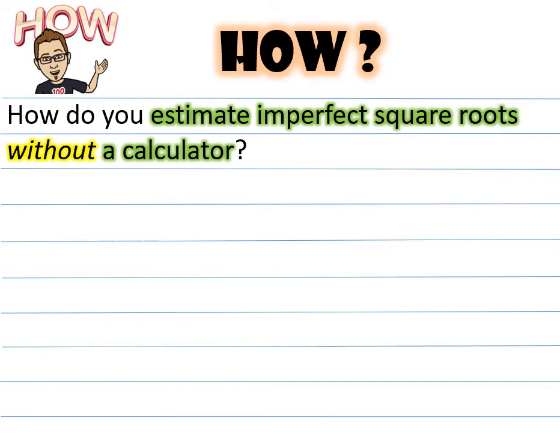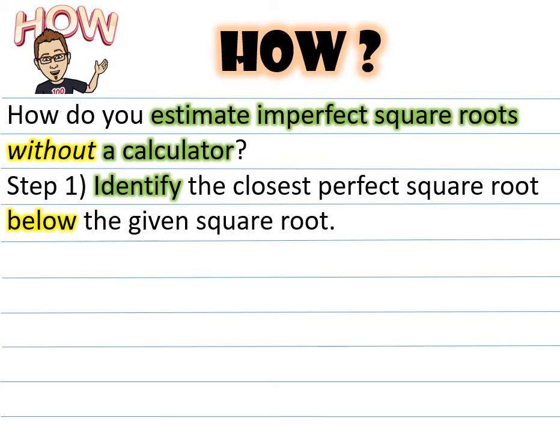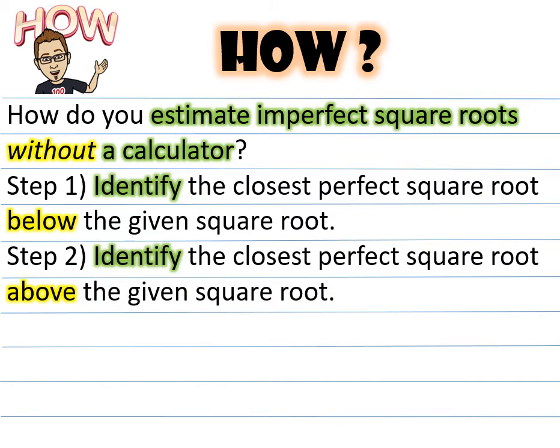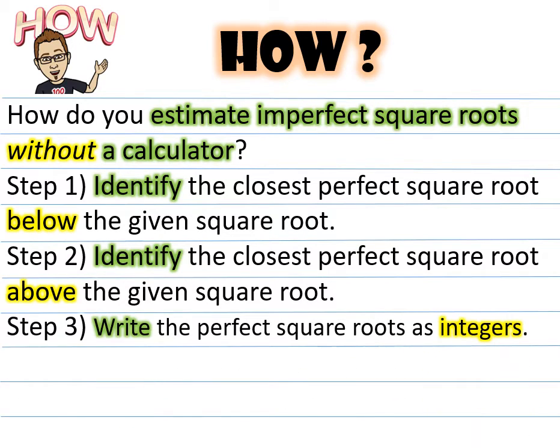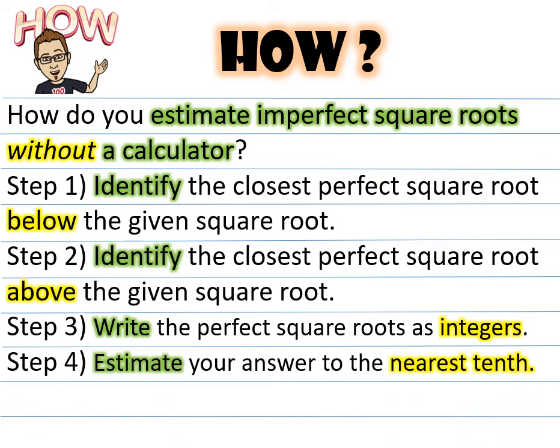How do you estimate imperfect square roots without a calculator? Well, this is a little bit tougher. Step number 1, you're going to identify the closest perfect square root below the given square root. Step number 2, identify the closest perfect square root above the given square root. Step number 3, write the perfect squares as integers. Step number 4, estimate your answer to the nearest tenth.